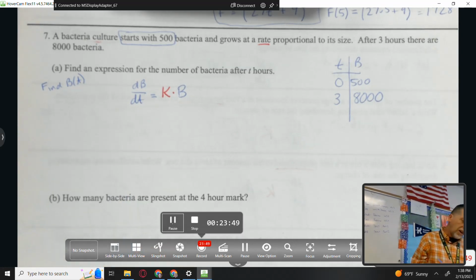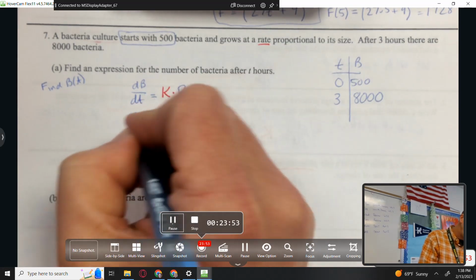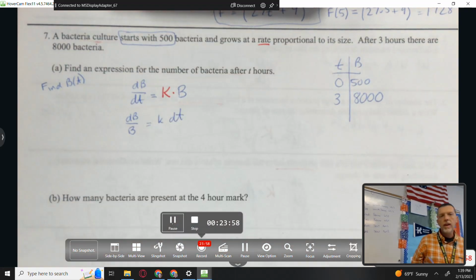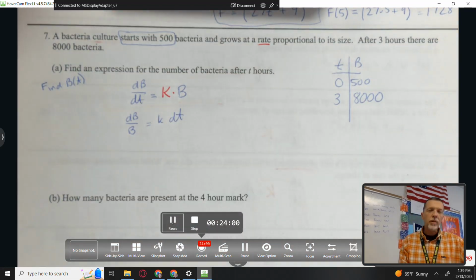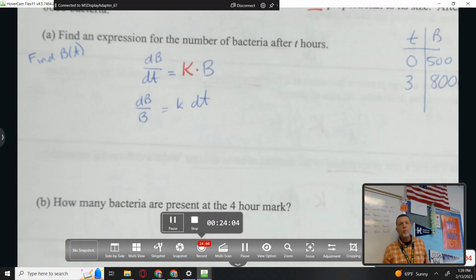Okay, separate and integrate. dB over B equals K dt. I don't know if I said this, but almost always on the free response questions, you get a point for separating the variables. So it's like, yeah, I just got pretty much a free point. Even if I forget how to integrate those or things go haywire from here, I got a point. dB over B equals K dt. Separate and integrate.